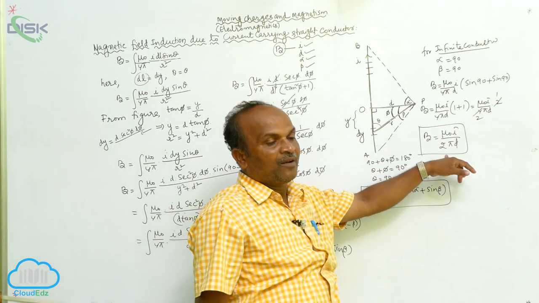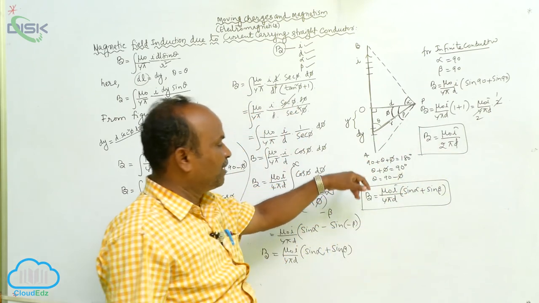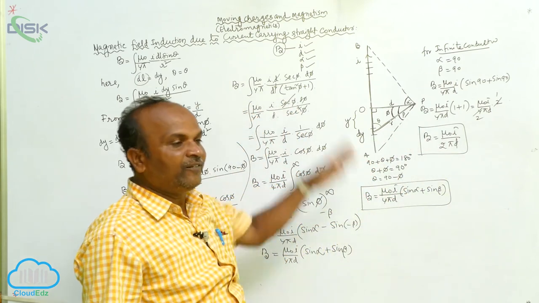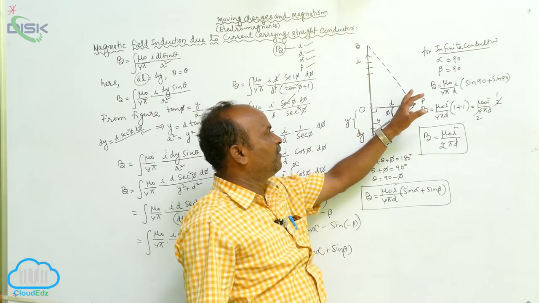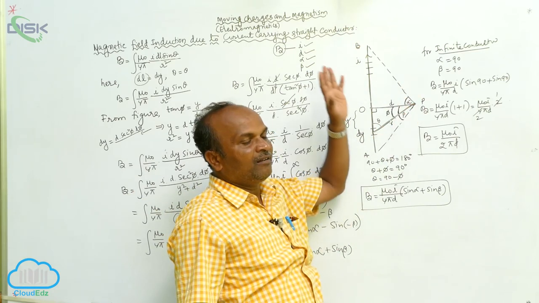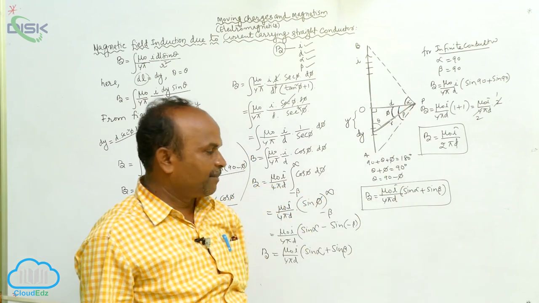This is the formula for infinite length. This is the formula for finite length, where the top end and bottom end make angles alpha and beta with respect to the perpendicular separation.